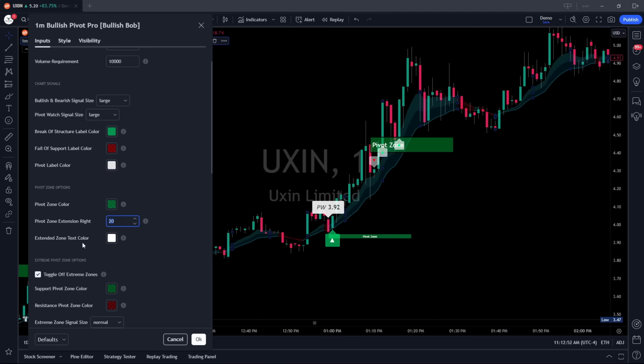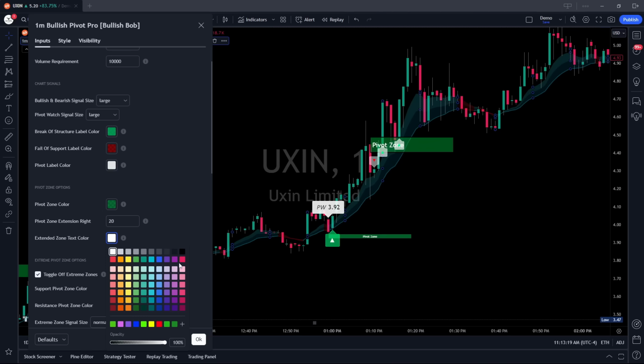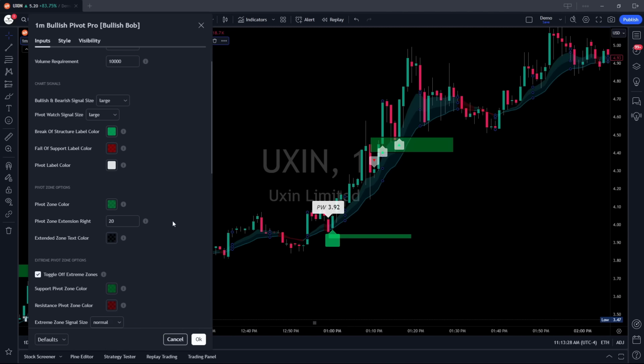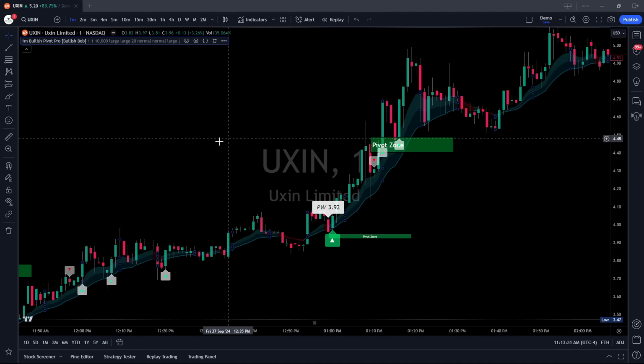Extended zone text color. We recently had a request that this pivot zone text right here was basically getting in the way. The pivot zone text was not adjusting with the zone itself. What was happening was when we would resize the chart, the pivot zone text would still be out here. So if you want to make that invisible and get rid of that, just go in here and change the opacity, change it to black, and then change it all the way down. You can see that it's then taking that off. So you can see now it's gone. If you don't want to see that text there, you can do that. I'm going to hit cancel here. I'm going to leave the pivot zone text myself.